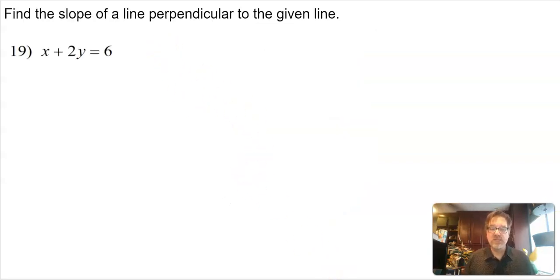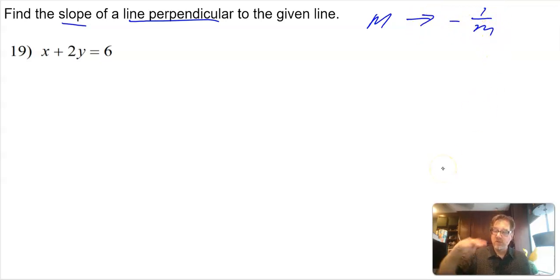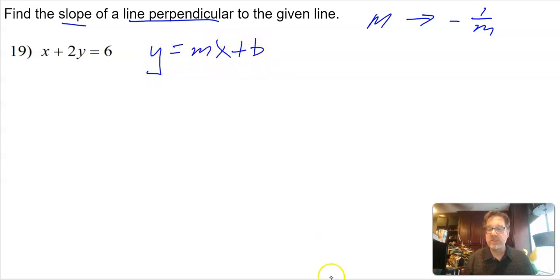Oh, now this one, same idea, except now we are looking for slopes of perpendicular lines. So first thing I want to do is find the slope of this line, because perpendicular means start with m and change it into the negative reciprocal. Flip the fraction upside down, change the sign. So again, we need y equals mx plus b.